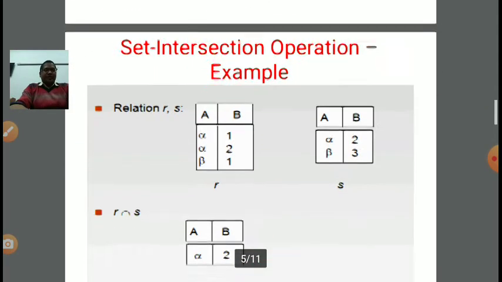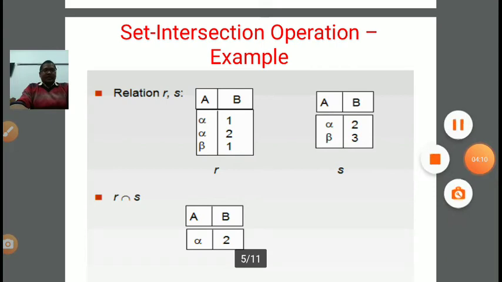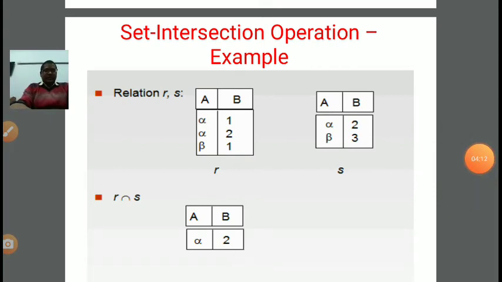Now an example of the set intersection operation. Relation R is given here. Two attributes are there, A and B, and three rows in the first relation: alpha 1, alpha 2, and beta 1. Similarly in the second relation there are two attributes A and B, and two rows. The first row is alpha 2 and the second row is beta 3.